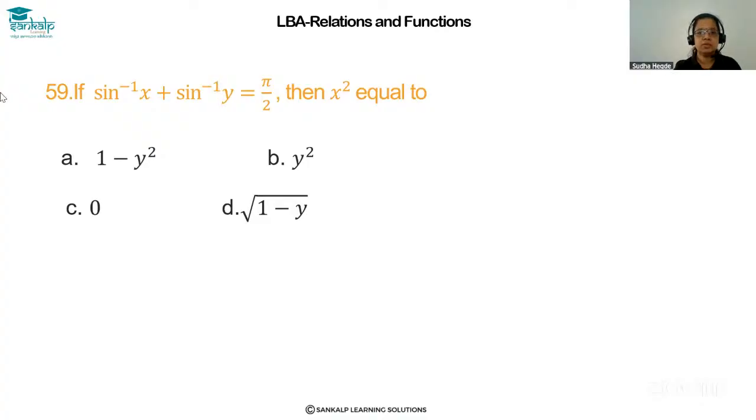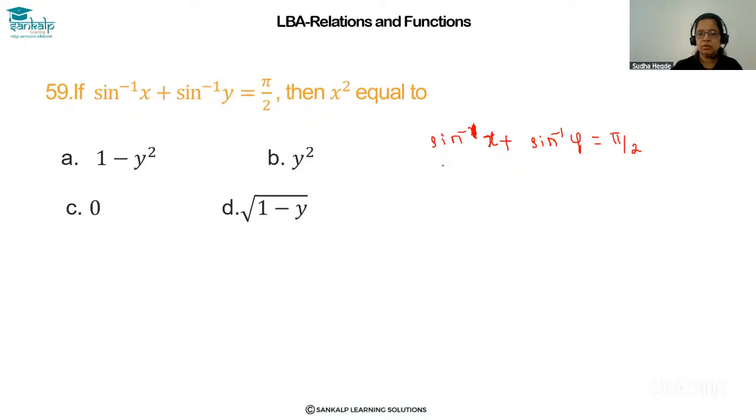Hi students. The question is if sine inverse x plus sine inverse y is equal to pi by 2, you need to find x square. Option A 1 minus y square, option B y square, option C 0, option D 1 minus y. So what is given? Sine inverse x plus sine inverse y is equal to pi by 2.